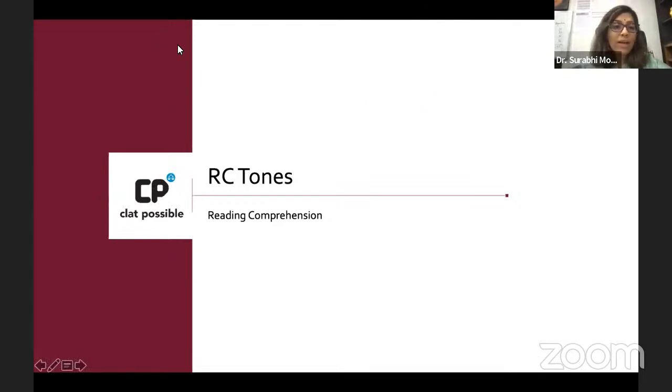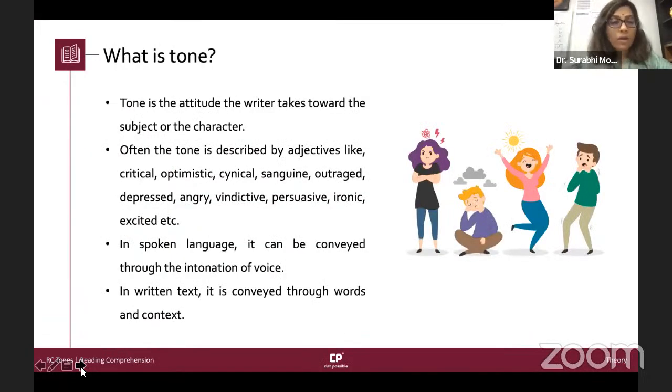So let's have a quick brief on what these tones are like. And you can keep making notes. So what is a tone? A tone is basically an attitude which the author takes towards the subject which the author is discussing. This attitude is reflected in the way the author writes. And this writing contains certain keywords which we will learn to recognize, which tell us what the attitude of the author is.